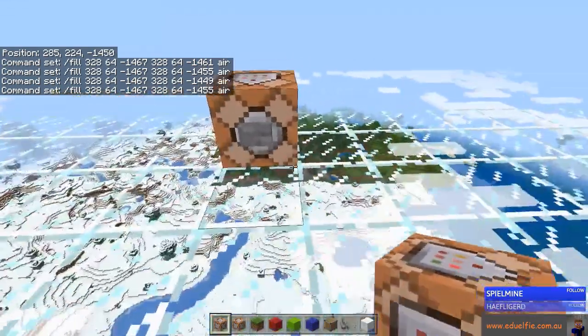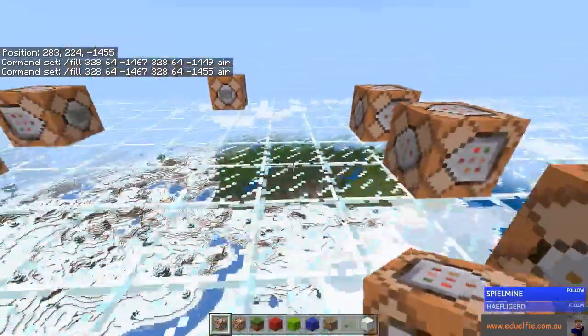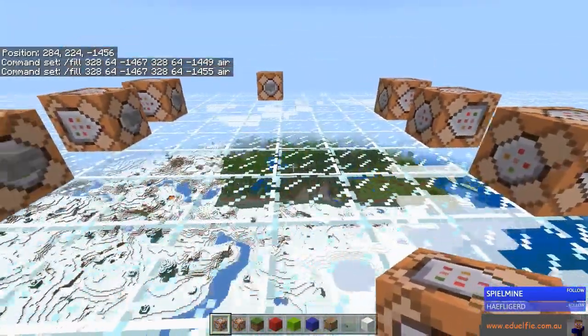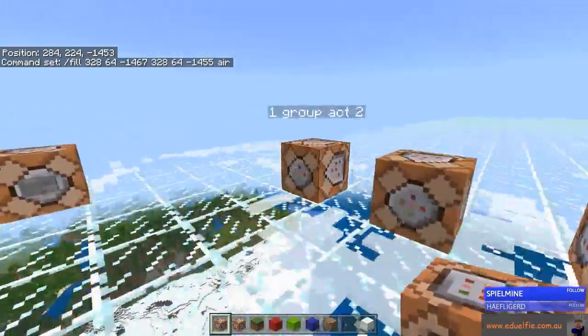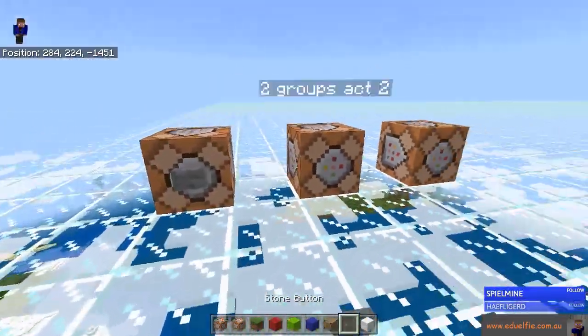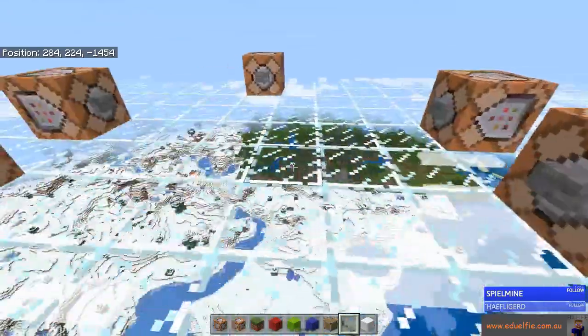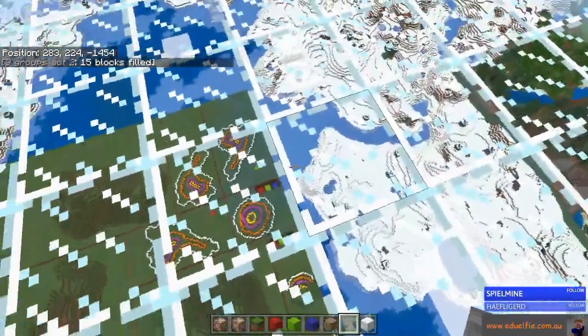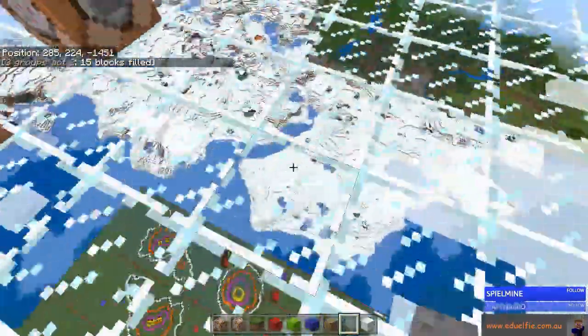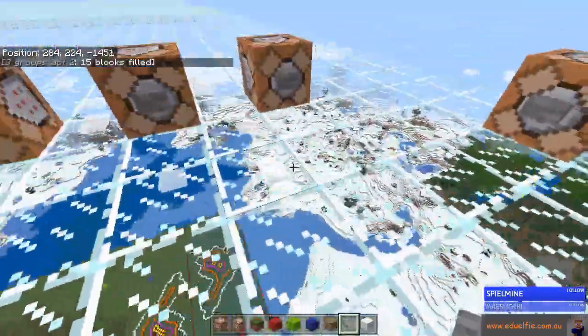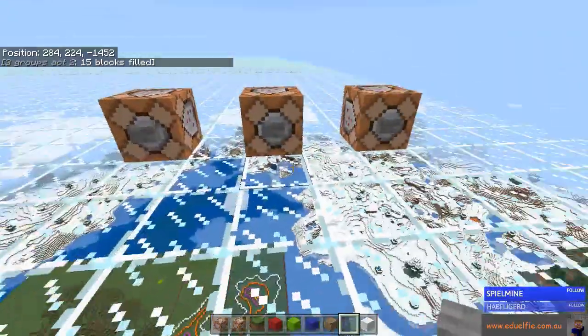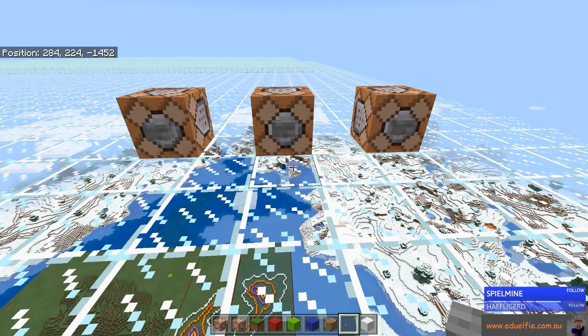Okay. Now you're not centered. Can you be centered? No, you can't. So don't worry about it. So now if I hit this, that cleared those. So I need the teleport location for the teacher. Teacher controls, 284, 224, negative 1452.